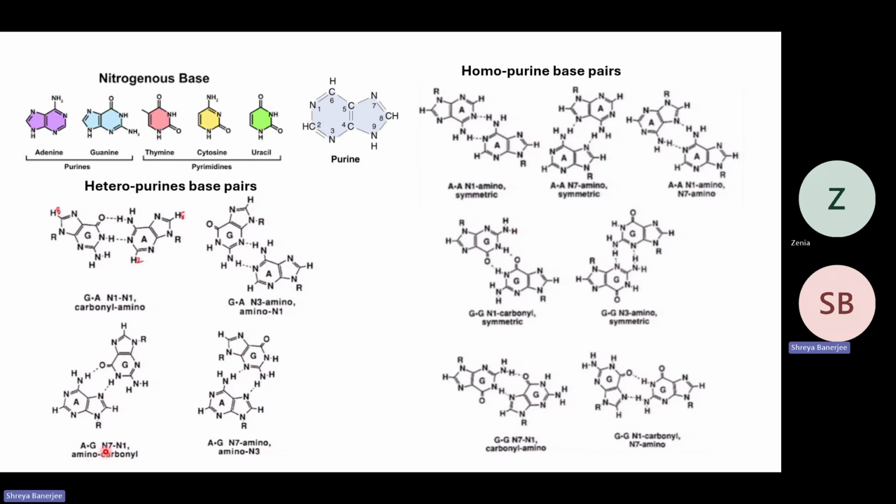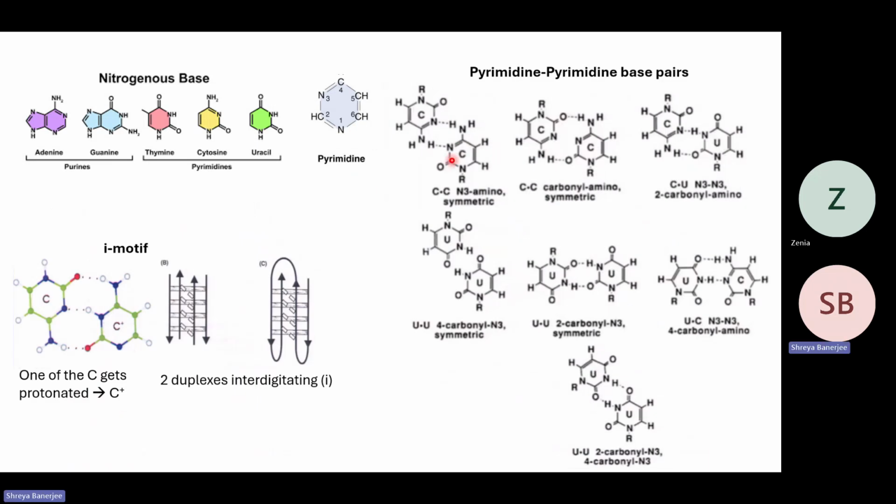Similarly, they have been named according to which atoms are forming the base pairs. So these are homopurine and heteropurine base pairs. You can also have pyrimidine-pyrimidine base pairs, where pyrimidine is the six-membered nitrogenous base. So CC can form a base pair in different ways according to the hydrogen bond that is forming.